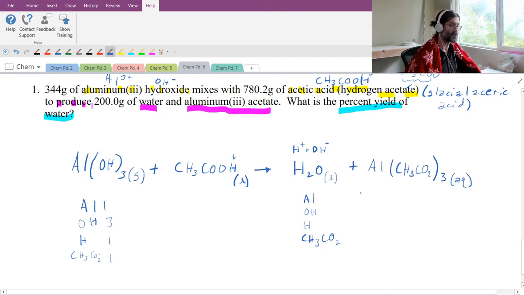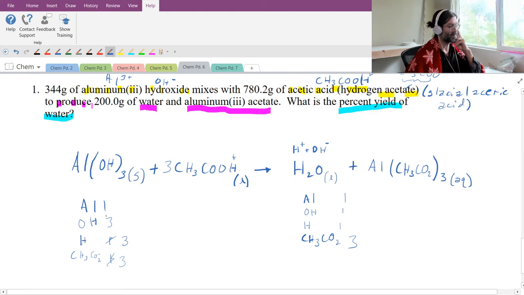On the other side, we still have one aluminum. We have one hydroxide. We have one hydrogen, 1 H+. And we have 3 of the acetate. So I'm going to go ahead and put a 3 out in front of this acetic acid here so that we end up with 3 acetate here. And that also gives us 3 of that H. I went to write H because my hand doesn't always listen to my brain. Sometimes it just listens to the part of my brain that's saying things.